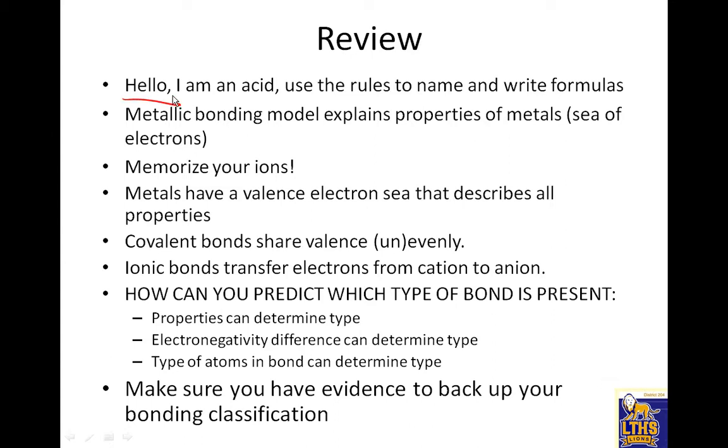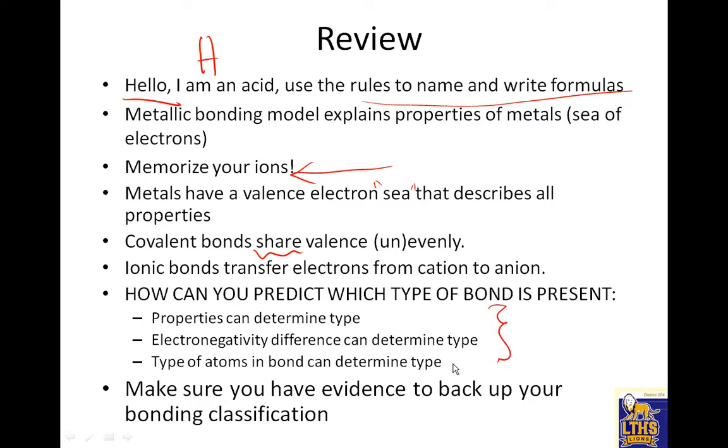Okay. Hello, I'm an acid. I start with hydrogen. You got rules to name those. The metallic bonding model explains properties of metals. Okay, with the sea of electrons. Memorize your ions, peeps. Okay, your single charged ions from the periodic table or your polyatomic. Metals have valence electrons, see, that describes all the properties. Covalent bonds share valence electrons evenly or unevenly, but they're sharing. Okay. Ionic bonds transfer electrons from the cation to the anion.